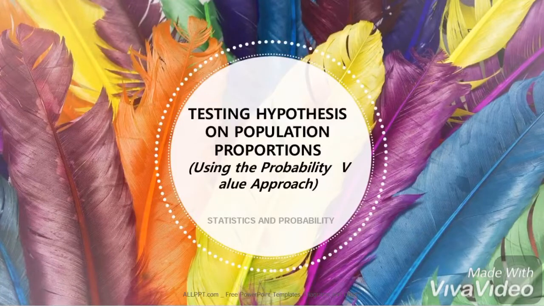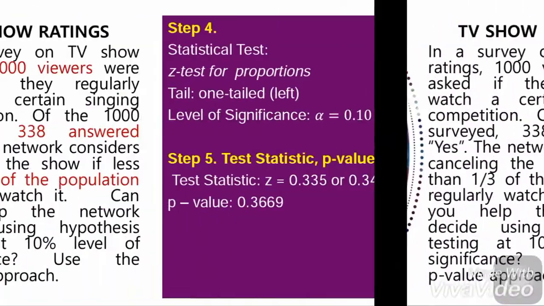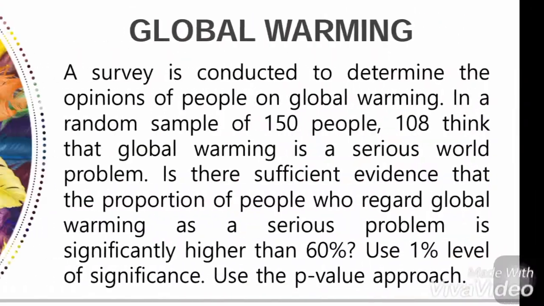Good day. We'll continue on the lesson, testing hypothesis on population proportions. Last meeting, we discussed this using the traditional method. This meeting, we'll have it using the probability value approach, or as we shortly know it, the p-value approach. We'll be having two problems for this topic. Let's start with the first problem.